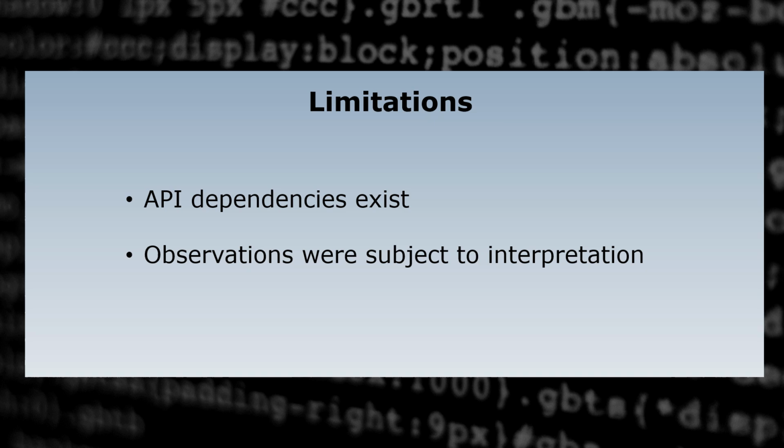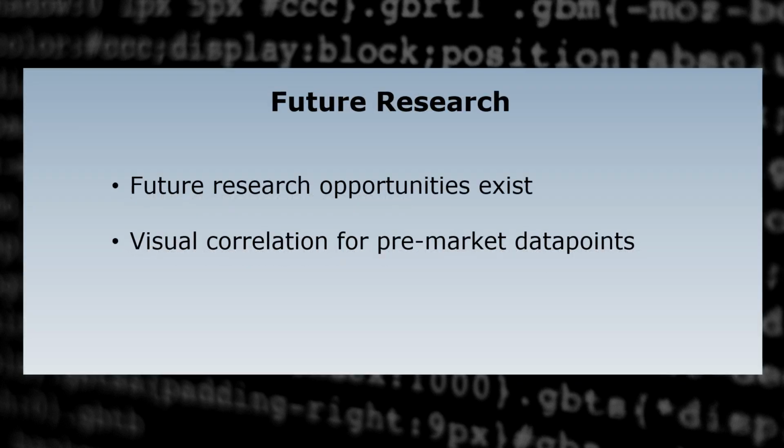Limitations worth mentioning include the dependencies on the required APIs, and it is important to point out that all observations were subject to interpretation. Because of the limited scope of this research, future research could be conducted on data sets, for example, where visual correlation between pre-market stock sentiment data points are adjusted to match their corresponding stock performance data points at the opening of a trading day.